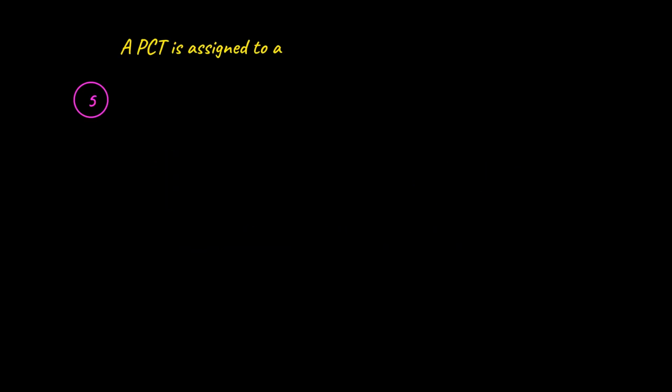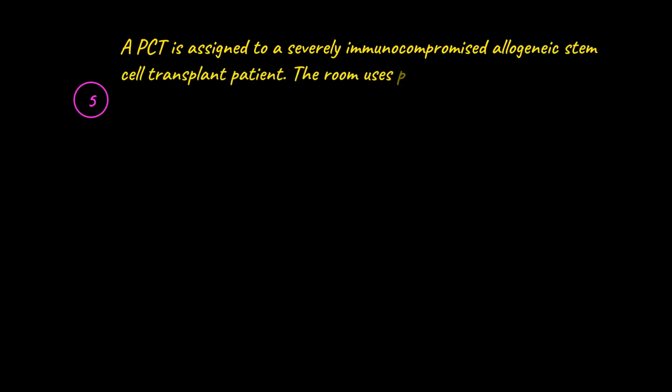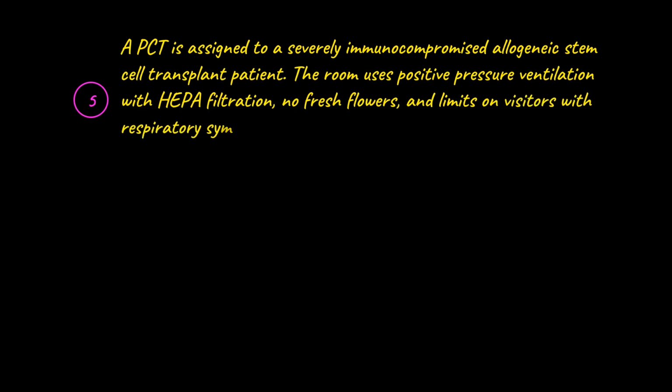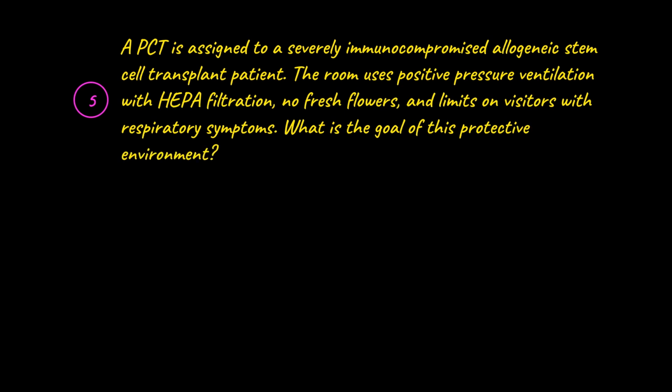Question 5. A PCT is assigned to a severely immunocompromised allogeneic stem cell transplant patient. The room uses positive pressure ventilation with HEPA filtration, no fresh flowers, and limits on visitors with respiratory symptoms. What is the goal of this protective environment?